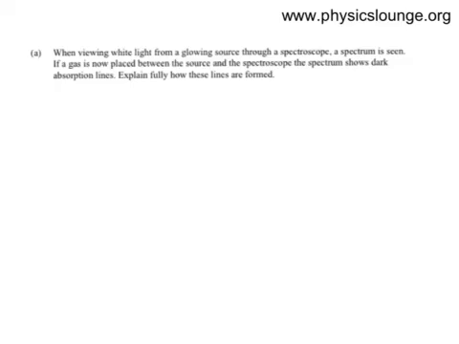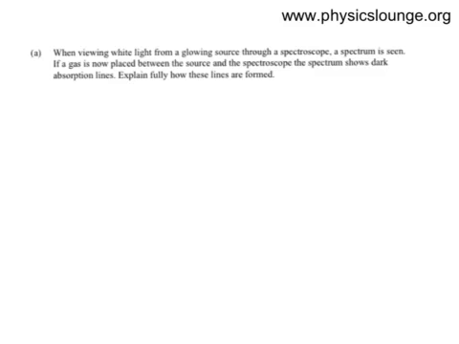So this is the 2008 Scholarship Physics paper, NZQA, NCEA, and it's question 1, to do with spectroscopy. When viewing white light from a glowing source through a spectroscope, and a spectroscope is something which just separates out the colours in the spectrum from that light that's going into it, a spectrum is seen. If a gas is now placed between the source and the spectroscope, the spectrum shows dark absorption lines. Explain fully how these lines are formed.